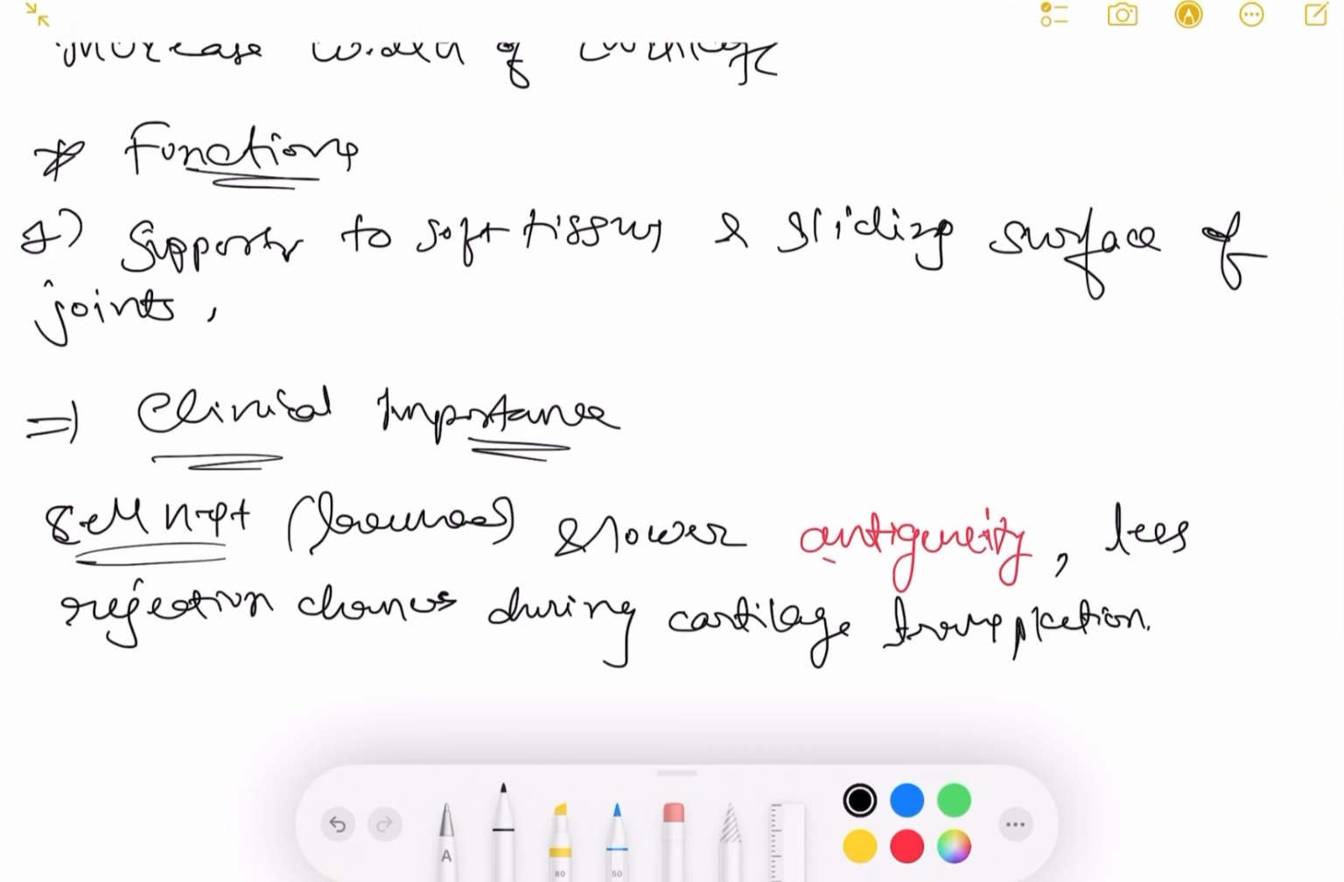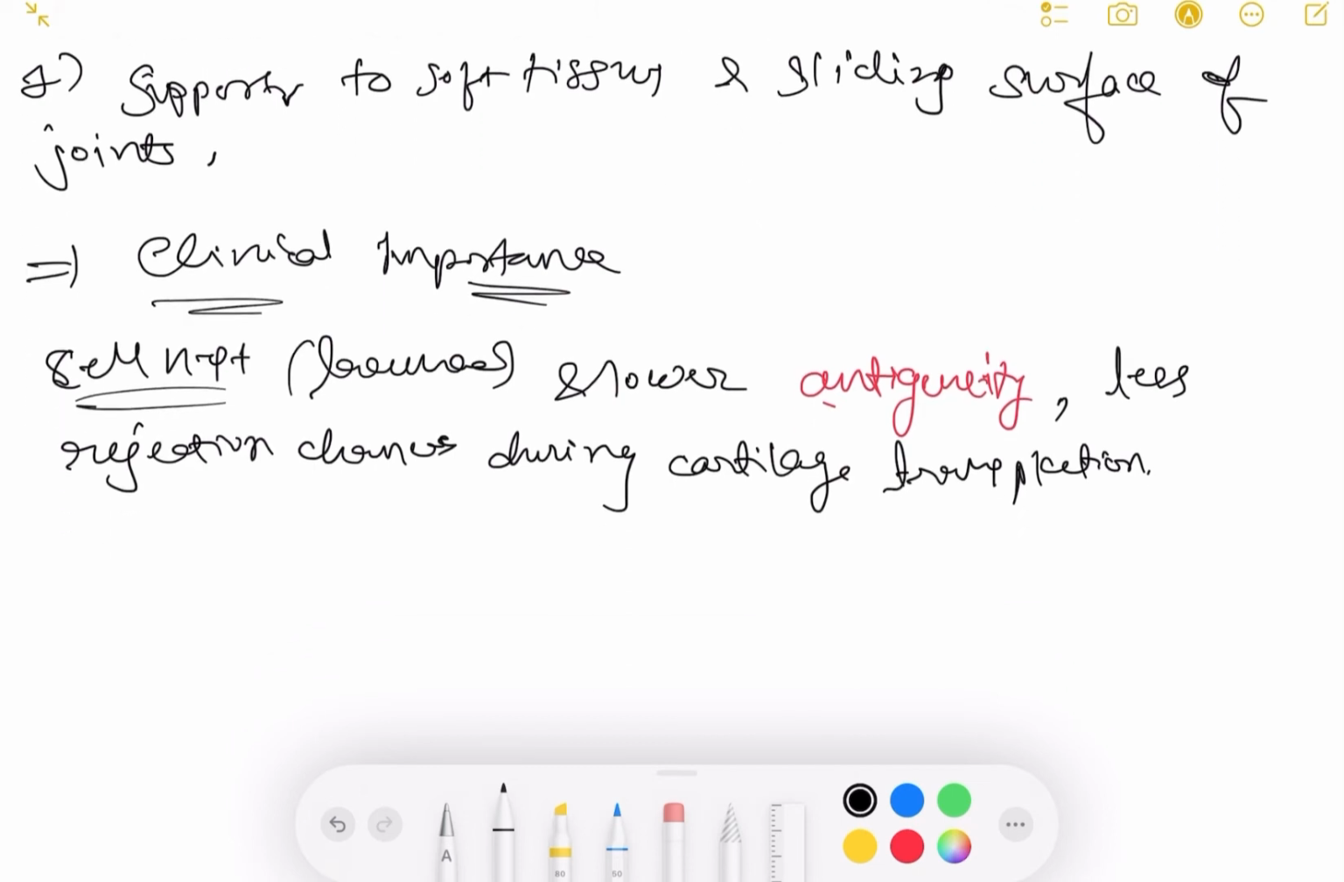Let me explain it again. Suppose anyone is doing cartilage transplantation, then there will be fewer rejection chances. As we have seen, if we have to do any organ transplantation, there are chances of tissue rejection or graft rejection. The same way if you do cartilage transplantation, there are fewer chances of rejection due to this lower antigenicity and cell nest. Remember antigenicity, so it will be easy for you: they basically combine with the T cells, antibodies directly. So there will be fewer chances. And antigenicity means what? Tissue rejection, to avoid tissue rejection.